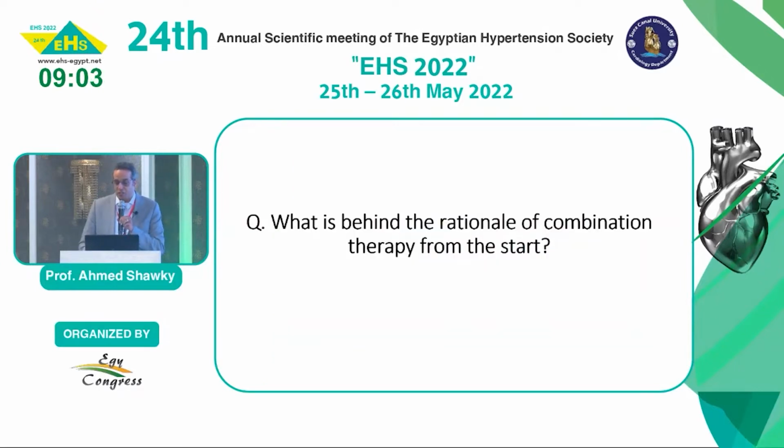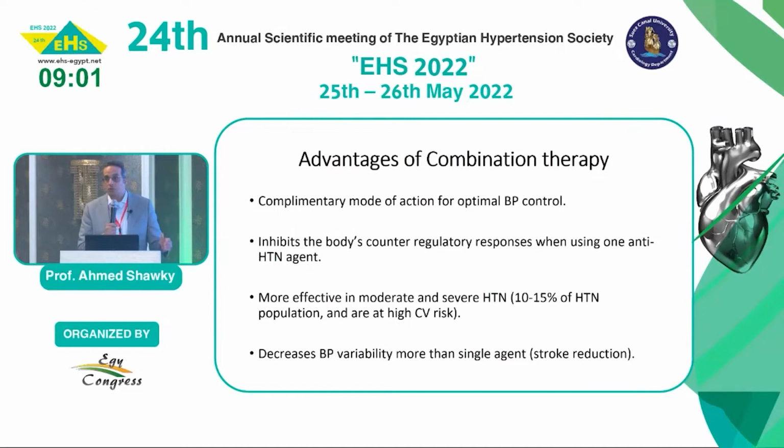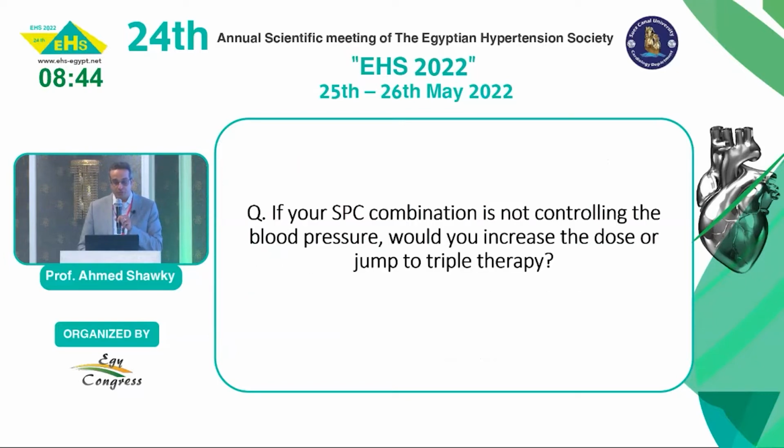So what is the rationale? Definitely better control. Two drugs are better than one. We've seen this consistently. Two, we've got different mechanisms of action. Three, we've got different mechanisms of protection. This is important. And it decreases blood pressure variability, especially in those who are prone to strokes.